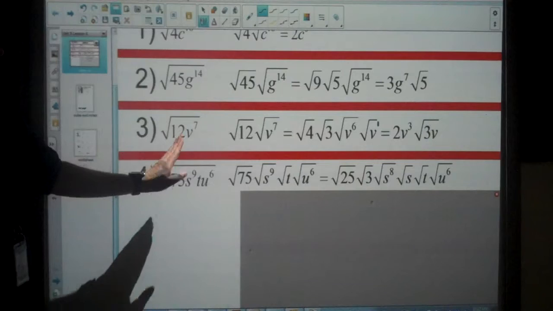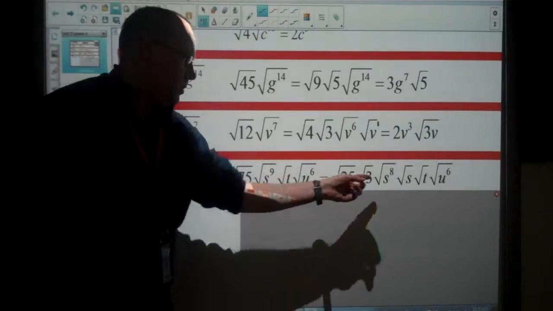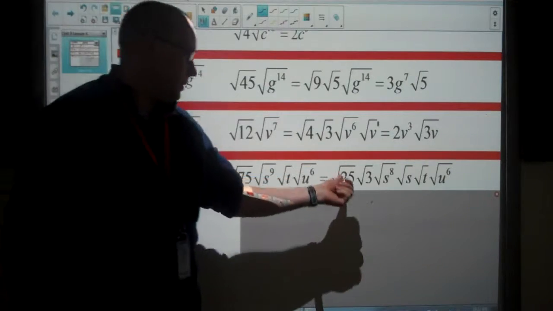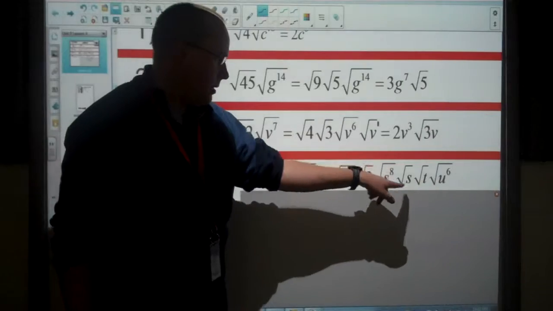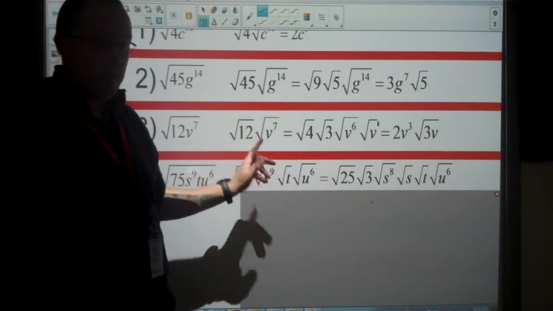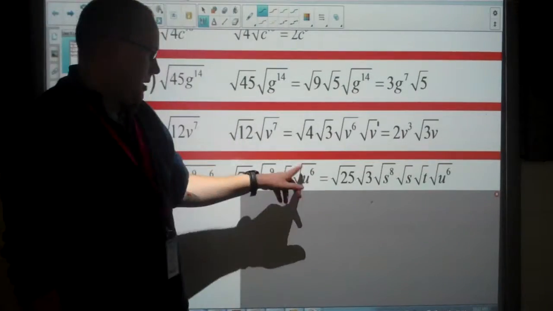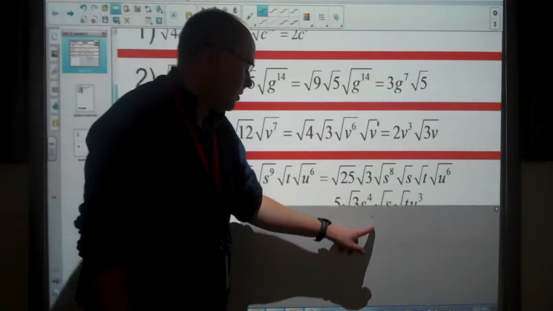So radical 75, s to the 9, t, u to the 6. So split them all up individually. 75 I can do as 25 and 3. With this being an odd power, I want to go 1 below and then have s by itself. With this just being to the power of 1, that's too small anyway, so I'm just going to leave that as it is. And then u to the 6 is perfect because it's an even number, so I know I can just half that exponent.